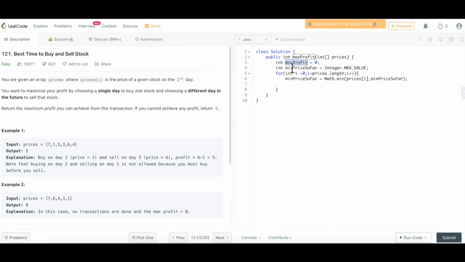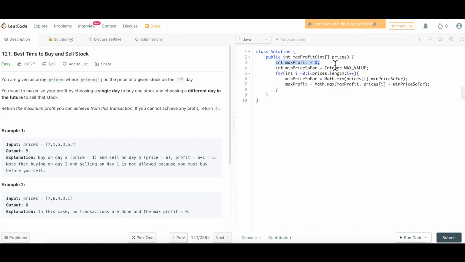And then we will calculate the max profit. To calculate this, we will use the Math.max function. In that, max profit will either be the max profit whatever we have already, or the current element, which is prices of i minus the minimum price so far. Like we discussed, prices of i is the potential selling price and minimum price so far is the potential buying price. So a difference of that will be our max profit.